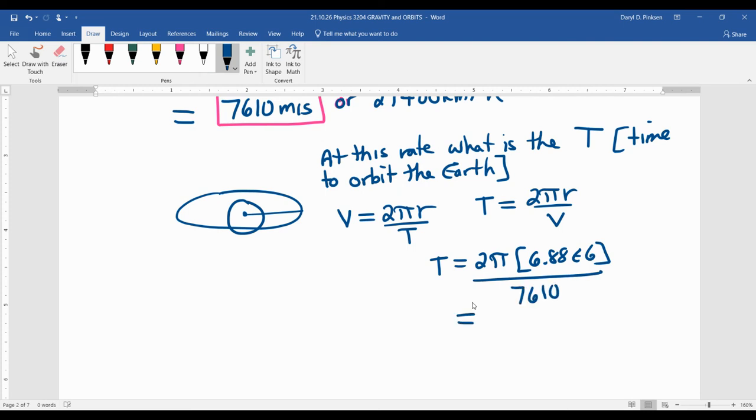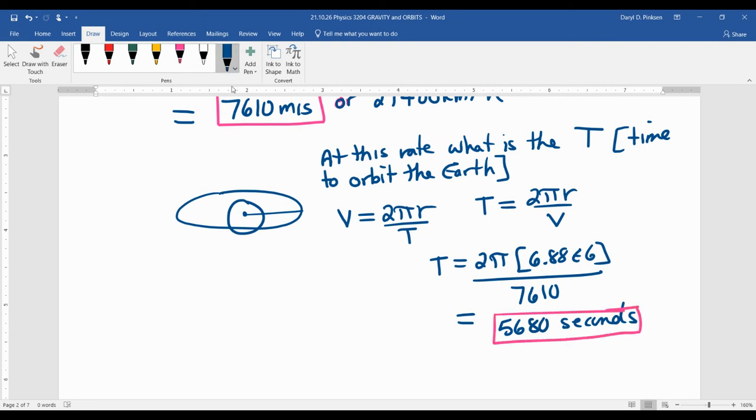This is going to give me the number of seconds it takes for that satellite to orbit the Earth once. 2 pi times 6.88 times 10 to the 6, divided by 7610. And I get 5680. 5680 seconds to make one orbit around the Earth.